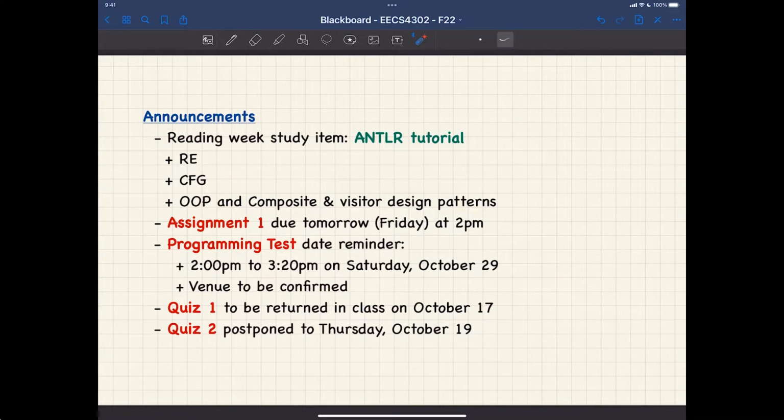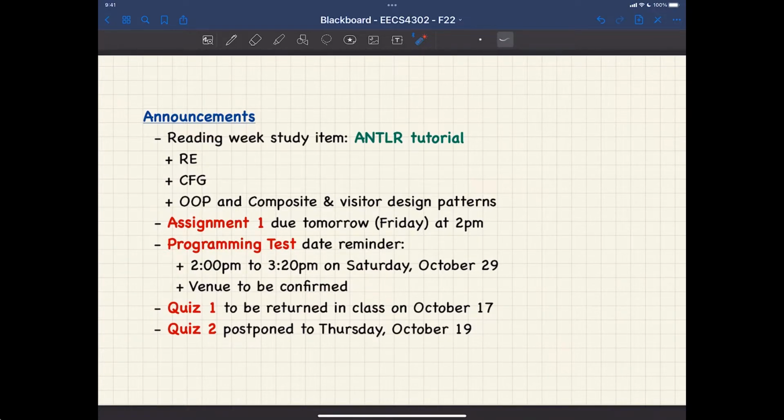And for those of you who haven't seen the so-called composite, basically tree, and visitor pattern before, don't panic. Just go over the tutorial video, and note down your confusion or any point you want clarification on. After the reading week, I'm going to talk about these 2 design patterns specifically, so I'll make sure you all understand what you're doing. Just make sure you go over the tutorial first. Assignment number 1 is due tomorrow, 2 p.m.